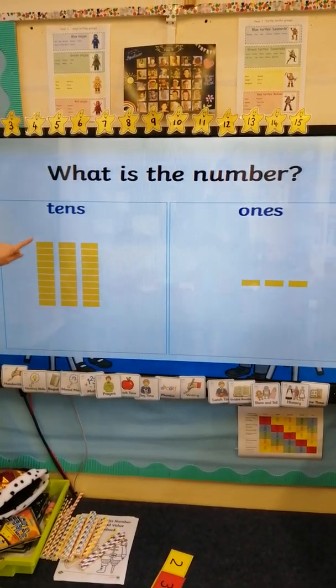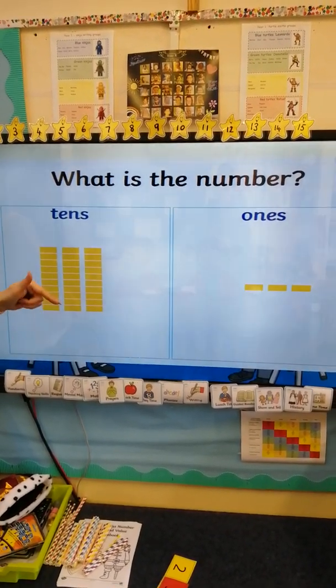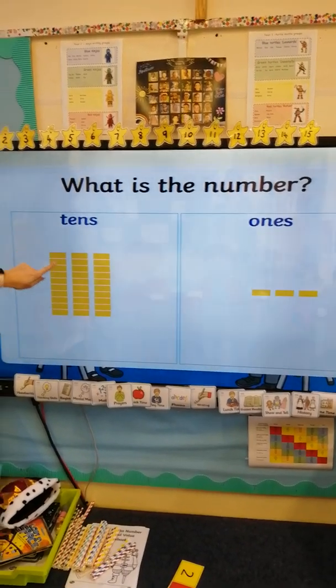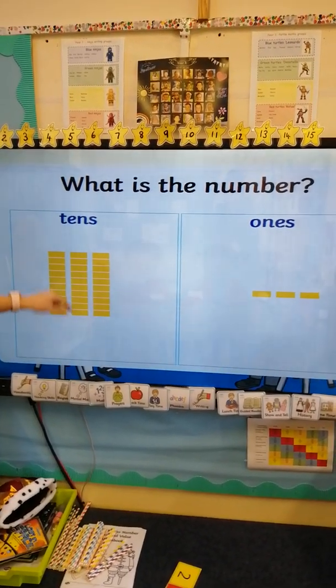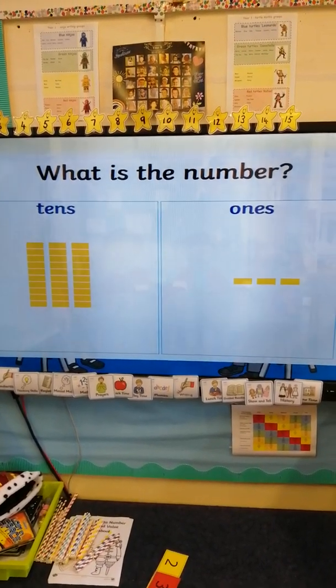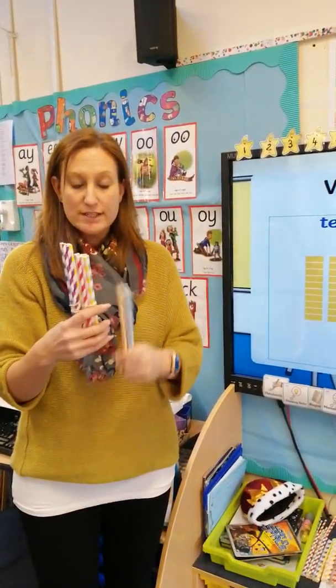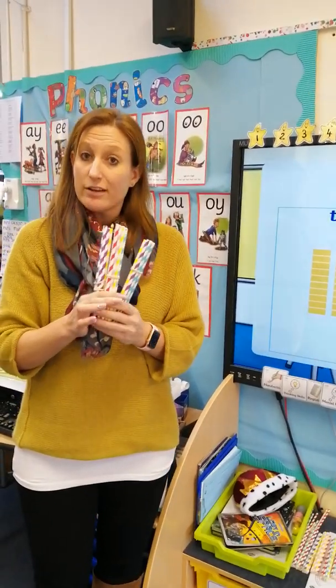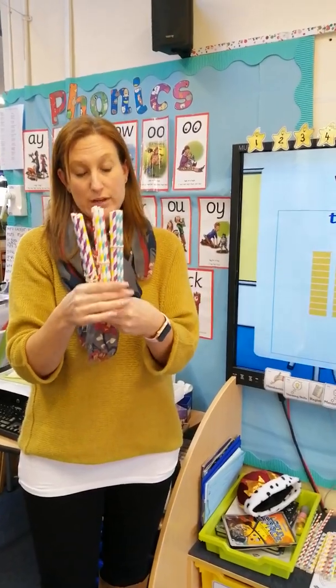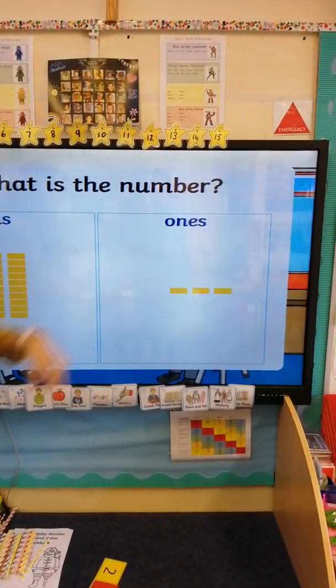Now this number has got 3 tens and it's got 3 ones. Should we count these in tens? You ready? 10, 20, 30. Okay, so I'd like you now with your straws, see if you can represent your number that's got 3 tens. 10, 20, 30. You can get your arrow cards out as well and you can find the number 30 to go underneath your 3 tens. 30. Then we've got 3 ones. 1, 2, 3.